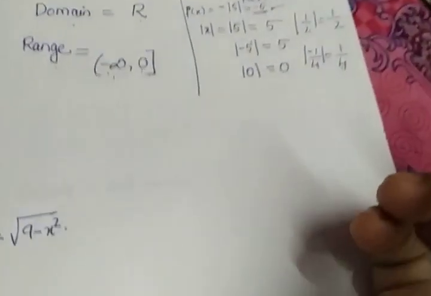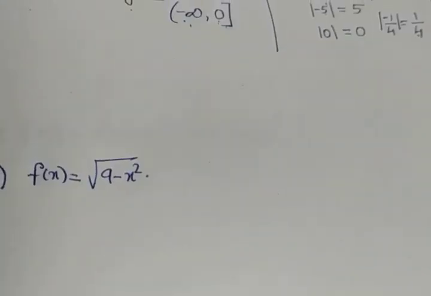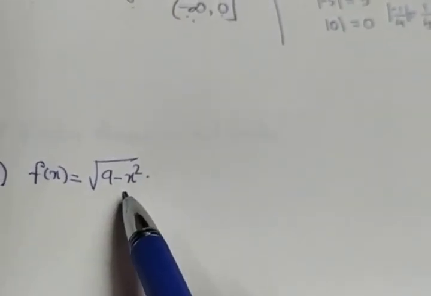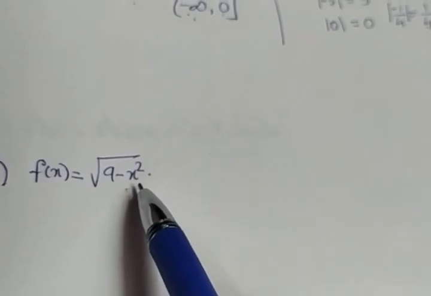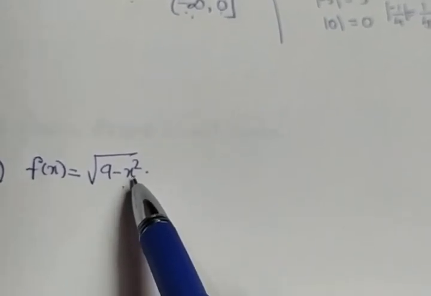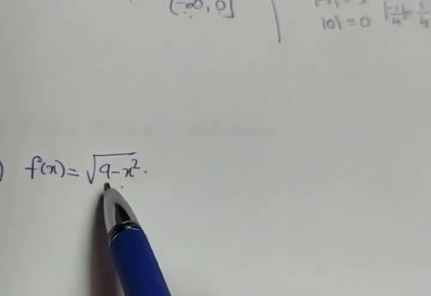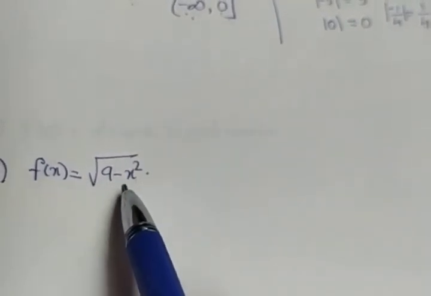Okay. For the next question, f of x equals root of 9 minus x square. We have to find the domain and the range. So, as I told, to find the domain we have to check which all values x can take. It is root of 9 minus x square. This root cannot become a negative value.